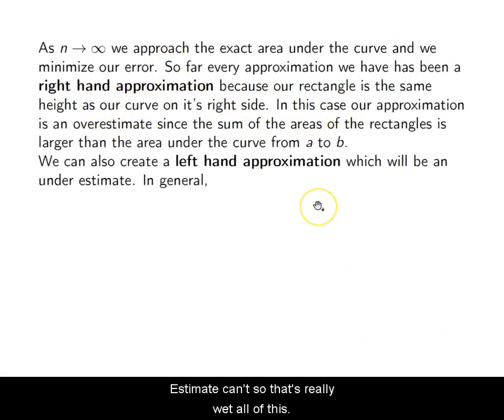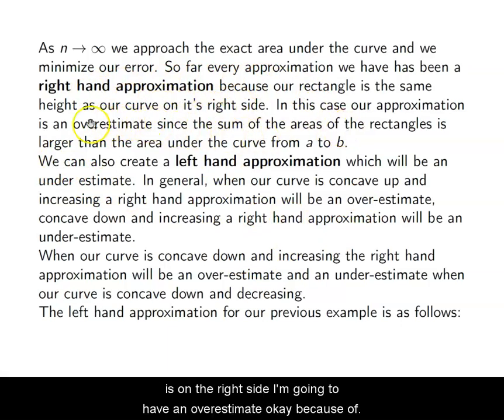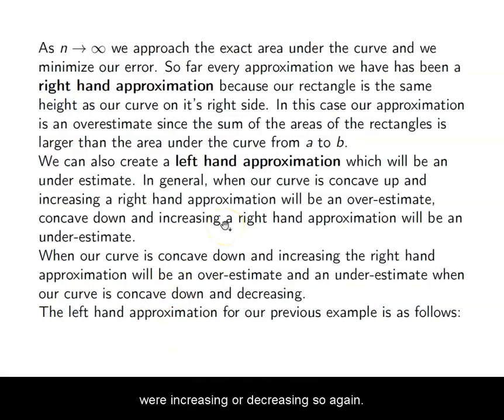Okay, so that's really what all of this is saying. It's just saying, hey, for my right-hand approximation, since my curve is on the right side, I'm going to have an overestimate, okay, because of the concavity here. But my curve is concave up and increasing on the right-hand side, I'm going to have an overestimate for my left-hand approximation, and so forth. So basically, it's just saying that when we have concavity, our left-hand and right-hand sums are either overestimates or underestimates. And it changes depending on whether we're increasing or decreasing.